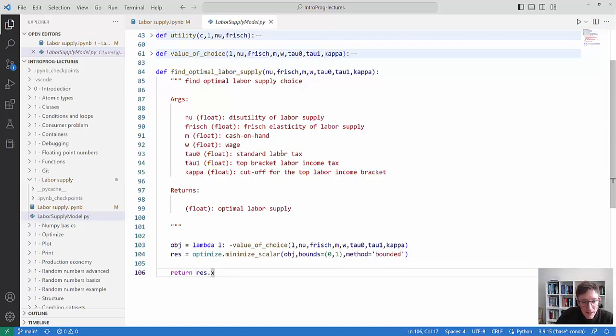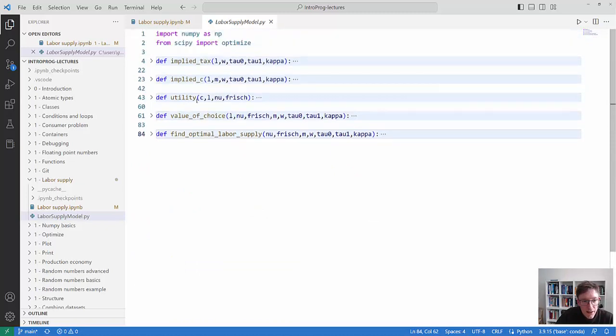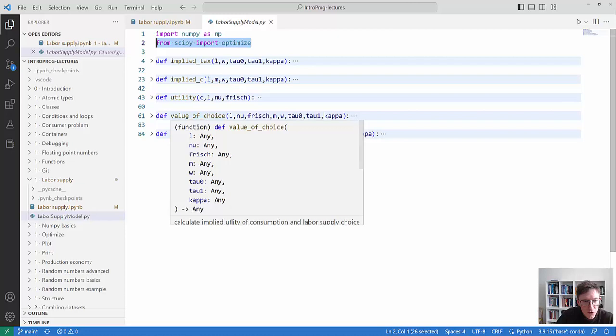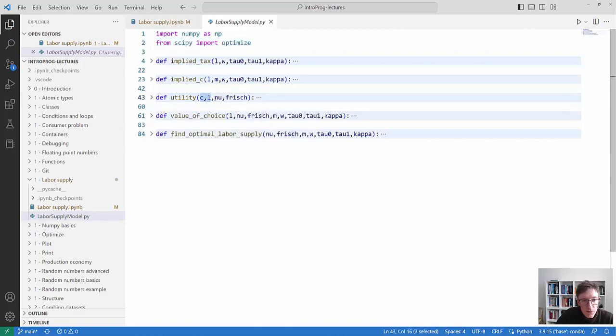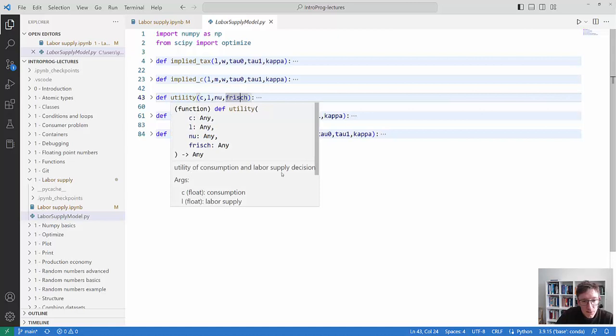But once you understand what's happening inside a function, it's good to have an overview of the whole module. So it's a good thing to collapse everything such that all the functions in here are collapsed. Then you can see what's imported. We're importing NumPy, and we're importing optimize from SciPy. And then there are a number of functions defined here. We already saw the value of choice function, and we can see that there's also a utility function which takes the inputs of both consumption and labor supply and some parameters and probably calculates utility. We can see here that it is utility of consumption and labor supply decisions.